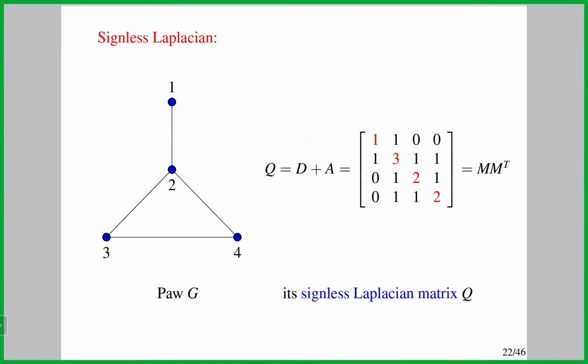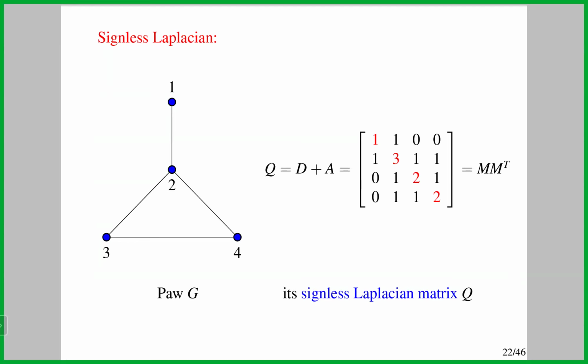I've been talking about the incidence matrix. Now I'll talk about the signless Laplacian. So the signless Laplacian Q is the degree matrix plus the adjacency matrix. So if you look at this graph, it is a paw graph. Graph theorists are really imaginative. You can think about a paw, right? So that's why it's called the paw graph.